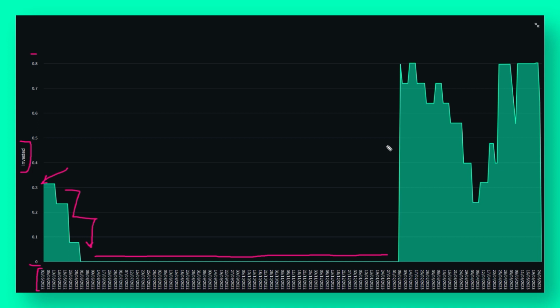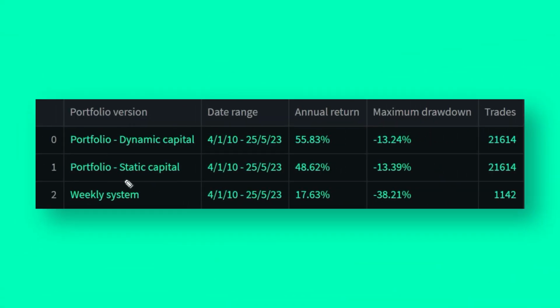This technique I'm describing here essentially just makes this calculation more dynamic, depending on how much idle capital is available to distribute. And here are the results. Annual return up from 48 to 55%, while the drawdown decreased slightly.